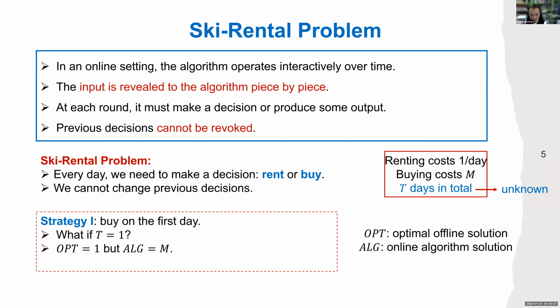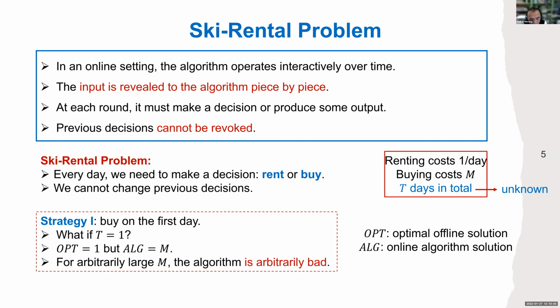It's a ratio of M. It can be arbitrary. It's very bad, not arbitrarily bad, but it's bad, right? So this strategy 1 is not good, right?